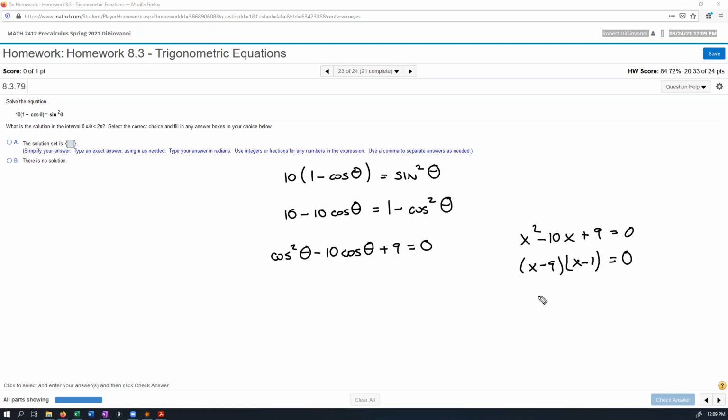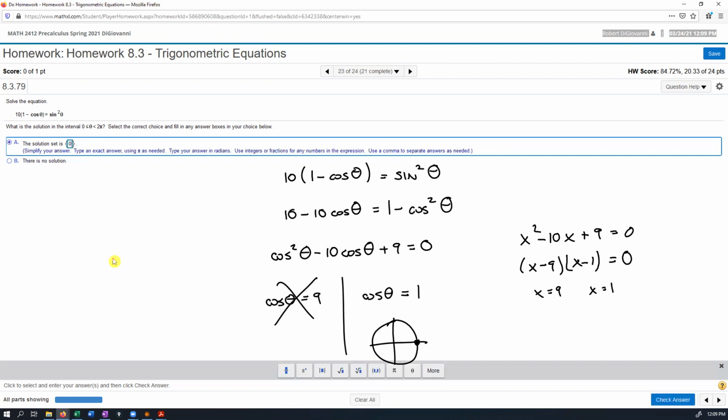So I can just solve these here. This would be 9 and this would be 1. So x is the cosine. So cosine theta is 9, or cosine theta is 1. The first can't happen because cosine is bounded between -1 and 1. Cosine is 1 here at 0 degrees and not 2 pi, because remember up here it says less than 2 pi, so 0.